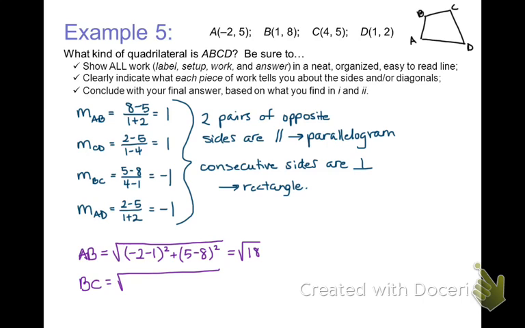So if we're looking at the points BC, we would do 1 minus 4 squared plus 8 minus 5 squared. All right, let's do the math and see if it's 18 under the square root as well here. So what's 1 minus 4? Negative 3, square it, positive 9, plus 8 minus 5, square it, 9. 9 plus 9.